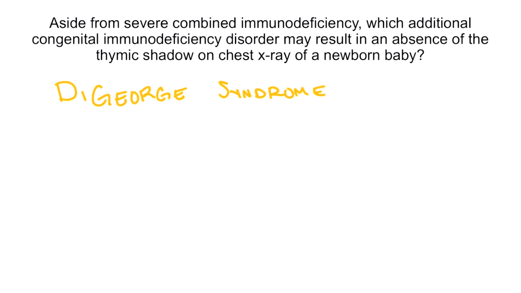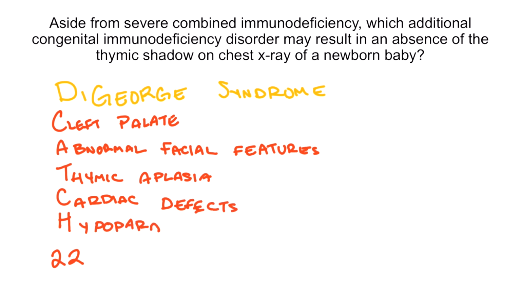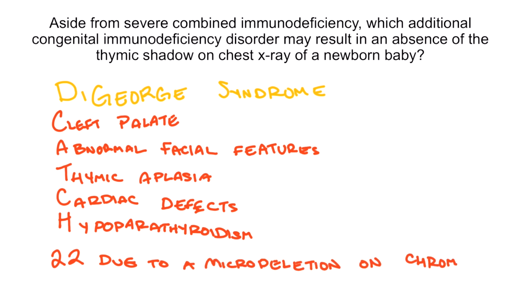Recall that DiGeorge syndrome has 5 key clinical features that can be remembered with the CATCH-22 mnemonic. The mnemonic stands for cleft palate, abnormal facial features, thymic aplasia, cardiac defects, and hypoparathyroidism or hypocalcemia. And the number 22 reminds us that this happens due to a microdeletion on chromosome 22. Bearing these clinical features in mind, newborns with DiGeorge syndrome will not have a thymic shadow on chest X-ray due to thymic aplasia.